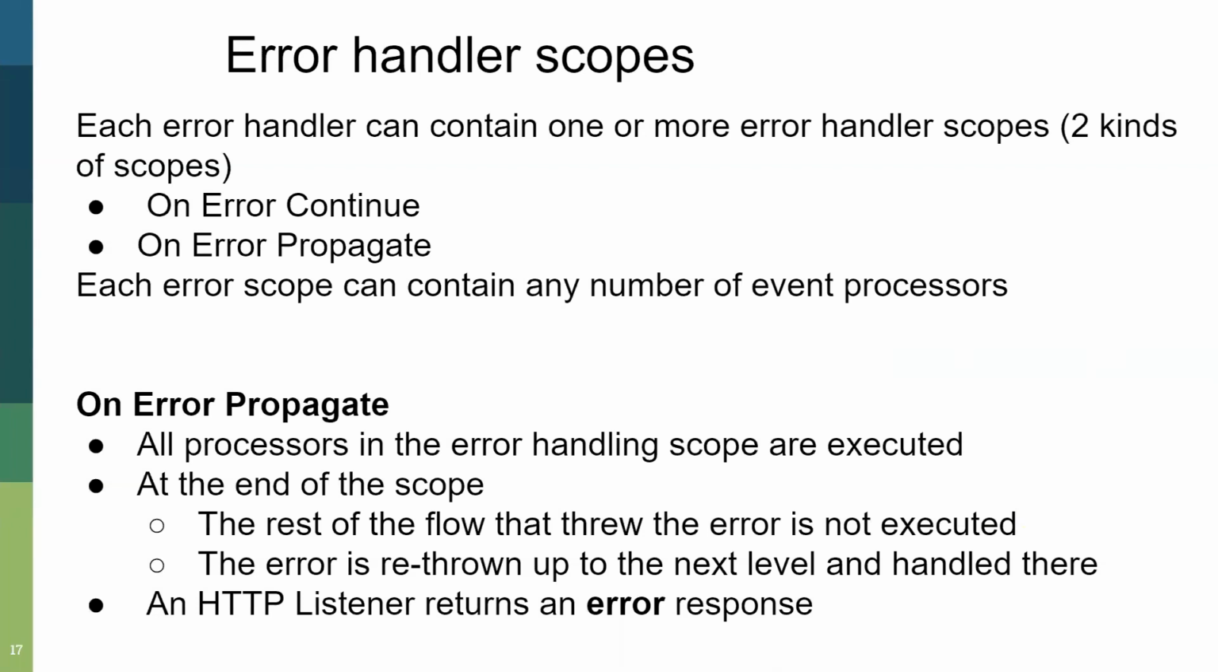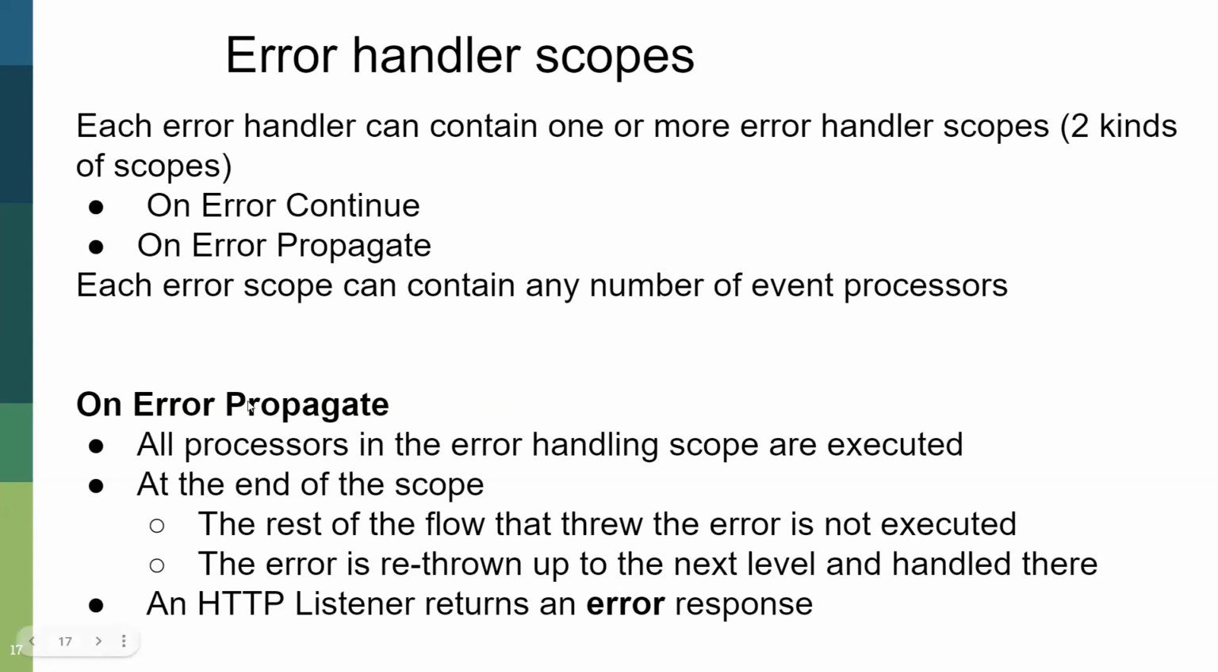So we have two error handler scopes. We are going to see these error handler scopes tomorrow: on error continue and on error propagate, when we use them at the processor level, at flow level, and at the application level. How do they behave when we have a child flow and so on? What are the properties of each one of them is what we are going to see.